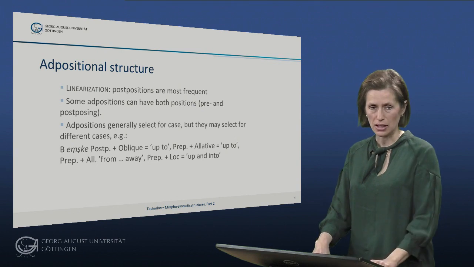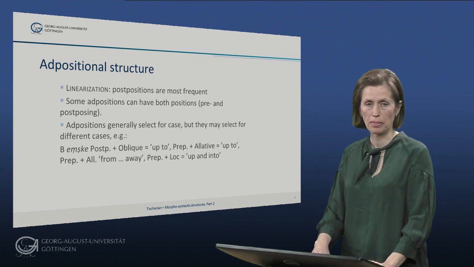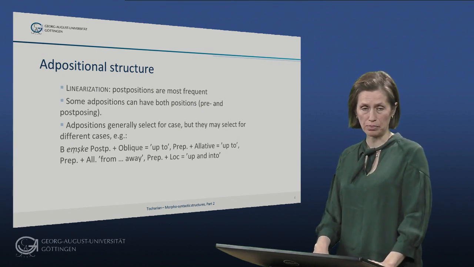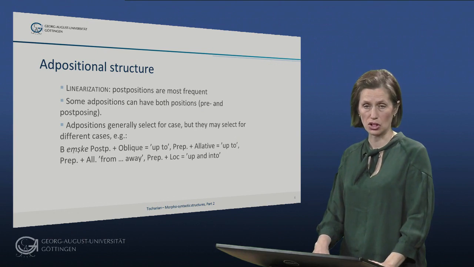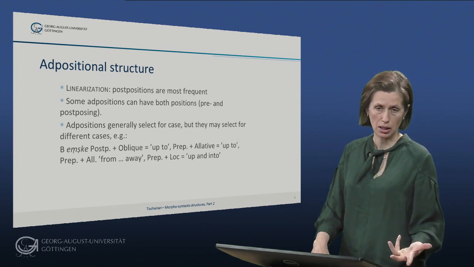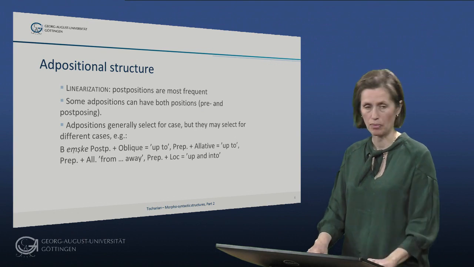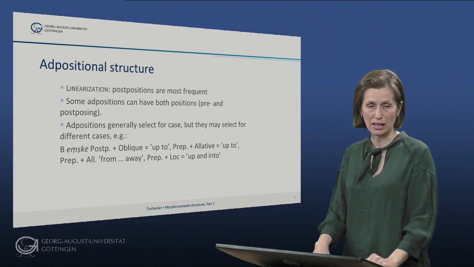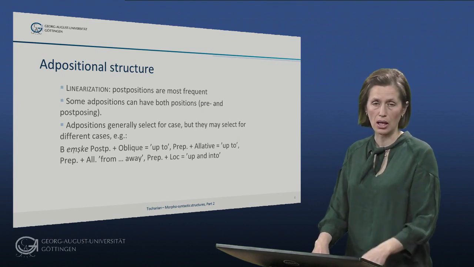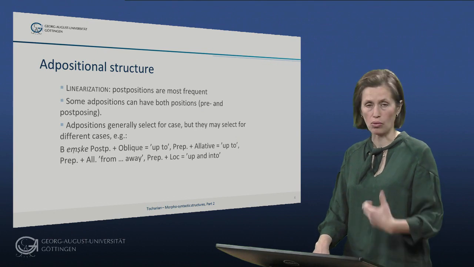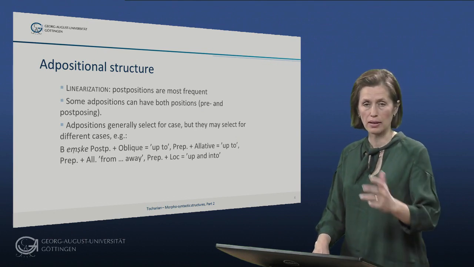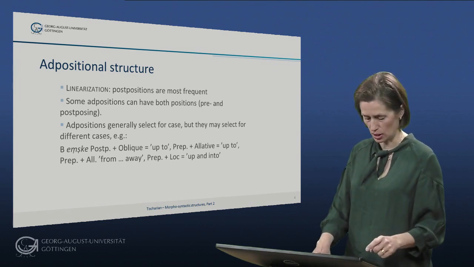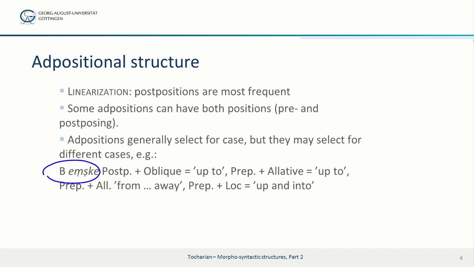Now, if we look at linearization, postpositions are more frequent. However, prepositions do occur as well. And some of the adpositions can have both positions, which means that they can be both preposed as well as postposed. And adpositions generally select for case, but they may select for different cases. For instance, they may be used with both the oblique and with the allative and with the locative, such as we see here, emske.